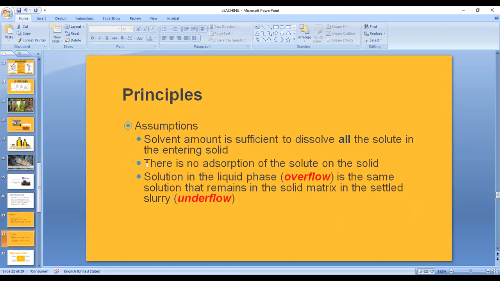Now, these are our very important assumptions. Solvent amount is sufficient to dissolve all the solute in the entering solid, as mentioned in one of the slides, and there is no adsorption of the solute on the solid, meaning no solute remains in your solid. They are all leached out by your solvent. The solution in the liquid phase, that's your overflow, is the same solution that remains in the solid matrix in the settled slurry, which is the underflow.